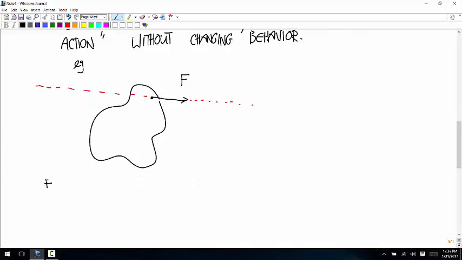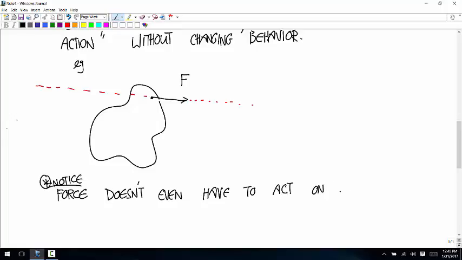Notice that force doesn't even have to act on a material point on the body. You know, we could take this force F and say it's applied over here where the body doesn't even exist. It sounds weird, but mathematically everything will work out the same. So the force doesn't even have to act on an actual material point.